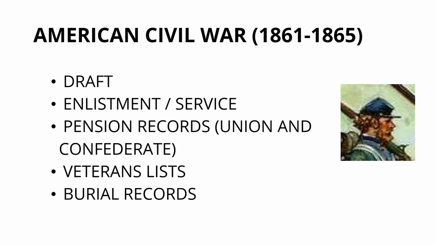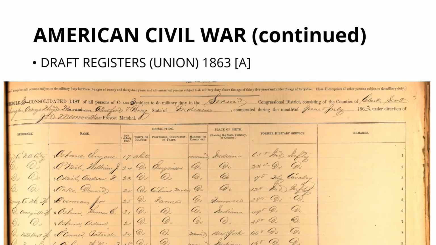Although Civil War pension files at the National Archives have mostly not been digitized, there are other records that may be of interest. In 1863, the federal government registered able-bodied men for the draft in each congressional district. Information includes residence, name, age, color, occupation, marital status, former military service, if any, and remarks. I have not seen similar registers for the Confederacy.